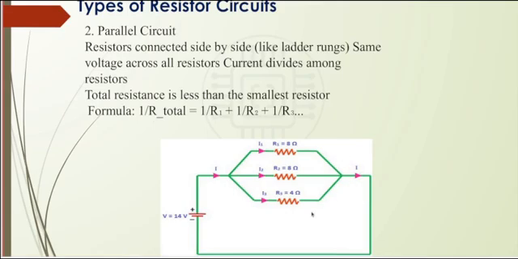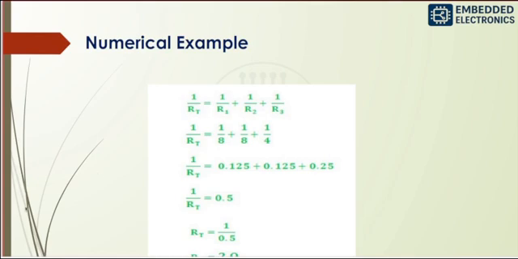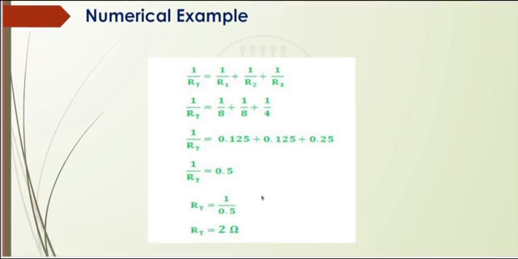Let's solve this problem. 1 by 8 plus 1 by 8 plus 1 by 4. Simplify: 1 by 8 is 0.125, plus 0.125, plus 0.25. That is 0.5. But we need to find the R total value, not 1 by R total, right? Take the inverse, then you will get the value of R total.